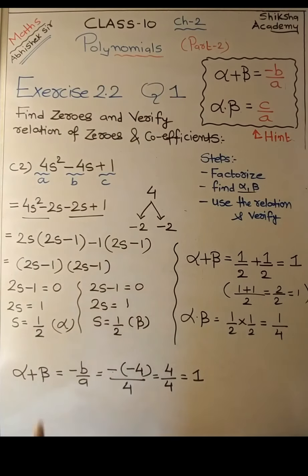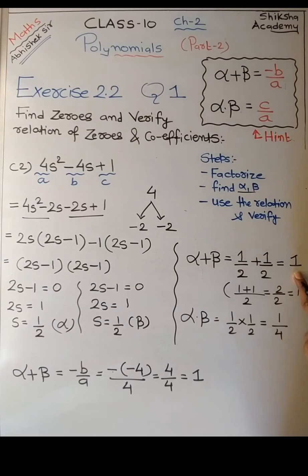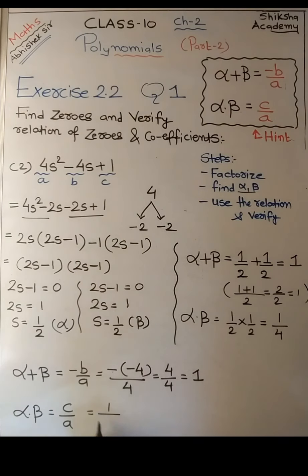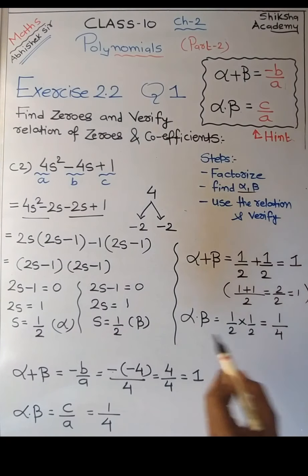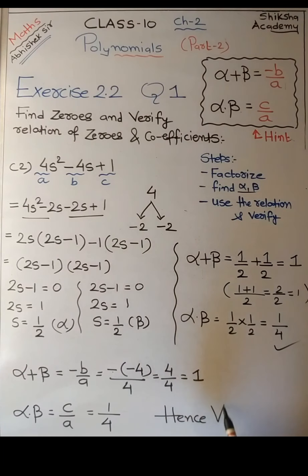You can check. Using relation we got 1, and as it is, when we are doing addition, we are also getting 1. So it is verified. Now alpha into beta is c by a, and what is c? c is 1. Putting 1 over here and a as 4, we are getting alpha into beta as 1 by 4, right? This also is verified, as you can see over here. As it is, if you multiply, you are getting 1 by 4, and if you are using relation, it is 1 by 4. So we can write hence verified.